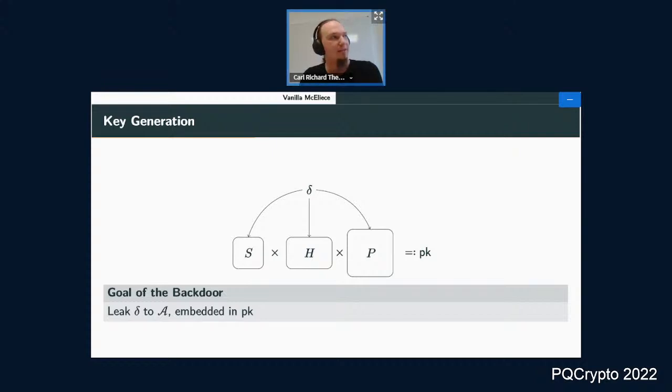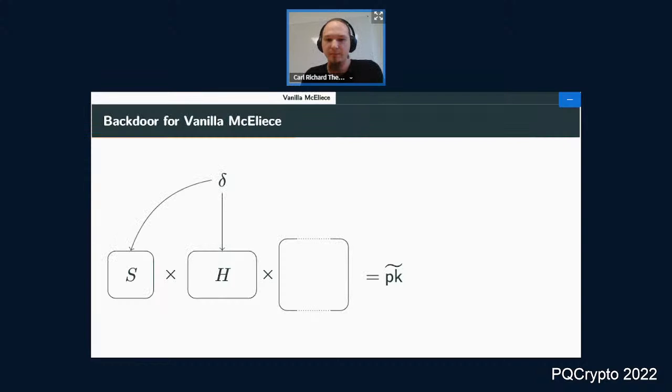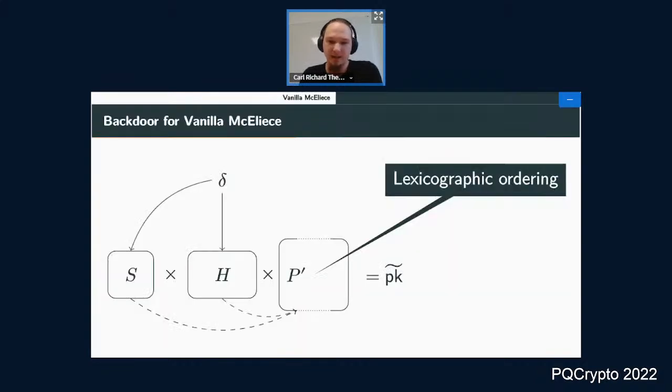We want to embed this seed into the public key so the adversary can learn it. To do this, we first start by generating the matrix S and the code with its parity check matrix H from delta. Now we modify how we choose the permutation. In this case, we start by sorting the columns of S times H lexicographically to create some kind of fixed point that the adversary can use later.